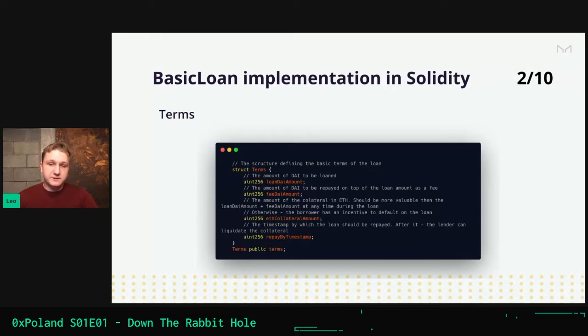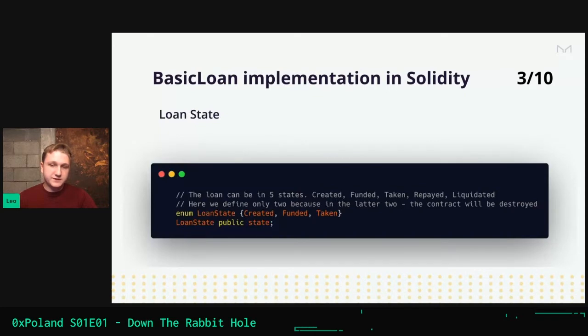So someone will be lending DAI and putting ETH as the collateral. So we have loan DAI amount, fee DAI amount, ETH collateral amount, and repay by timestamp. And we store the structure in our storage on the blockchain to access it later.